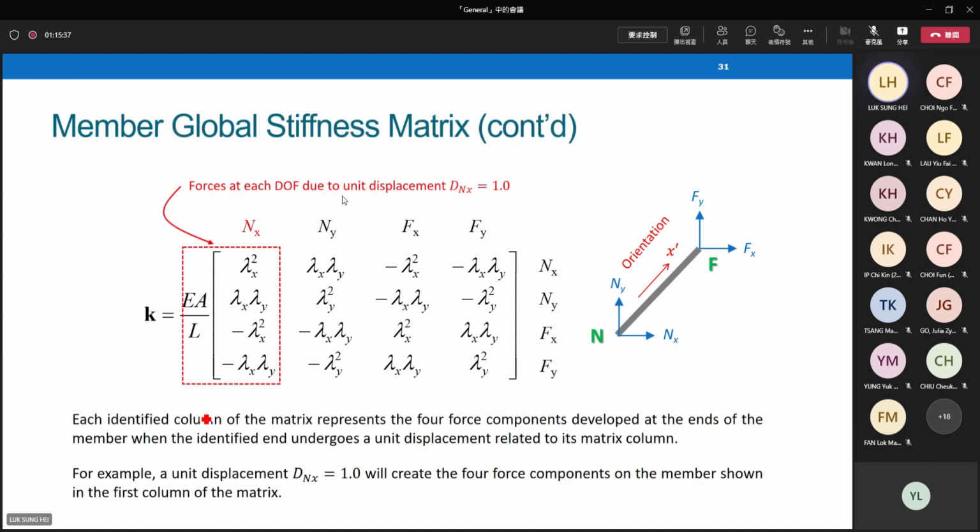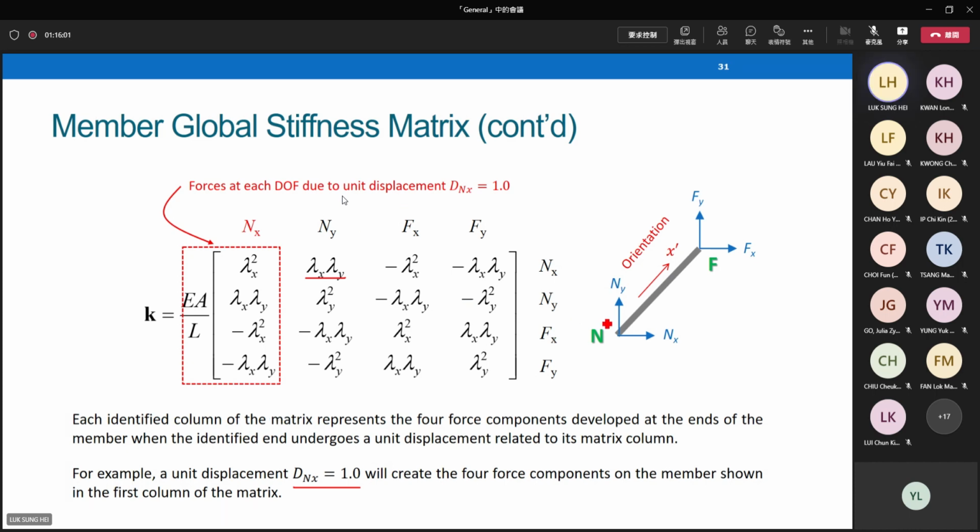Some further discussions. This one is about the physical meaning of the stiffness influence coefficients. The elements inside the stiffness matrix are called stiffness influence coefficients. They are talking about the force induced by the unit displacement. Last time we also mentioned this term using the local stiffness matrix. For this global matrix, they have the same meaning.